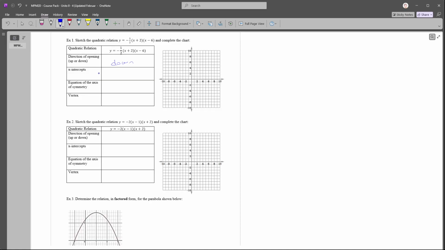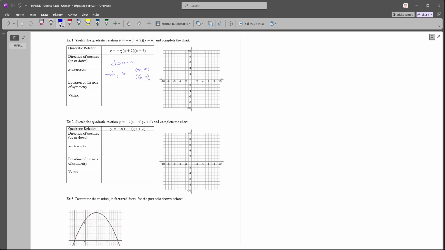All right. What are the x-intercepts? So the x-intercepts are going to be the opposite of what we see here. In this case, x plus 2 is going to give us negative 2, and over here, we're going to have positive 6. So our two actual coordinates, sorry, are negative 2, 0, and 6, 0.